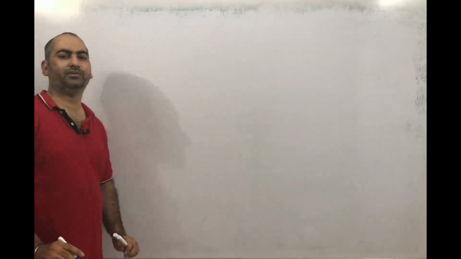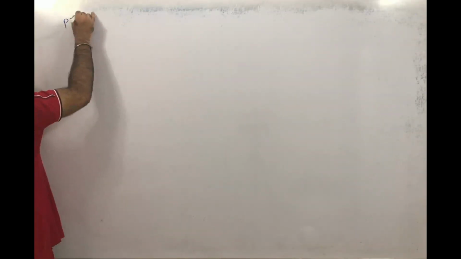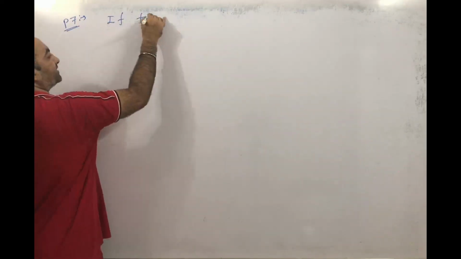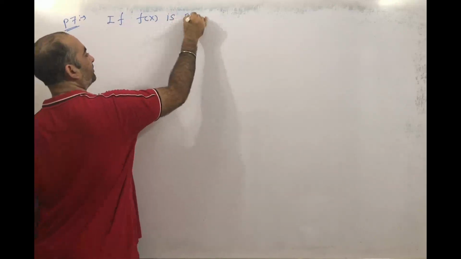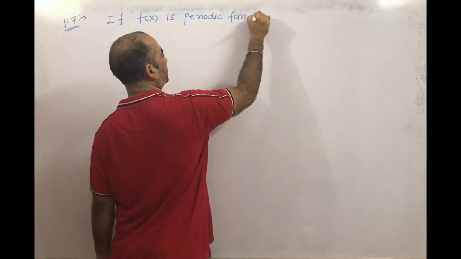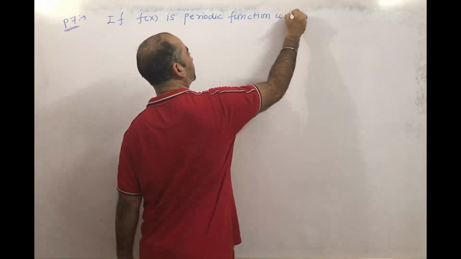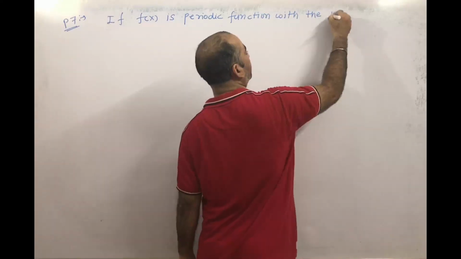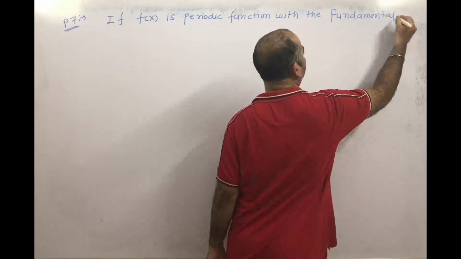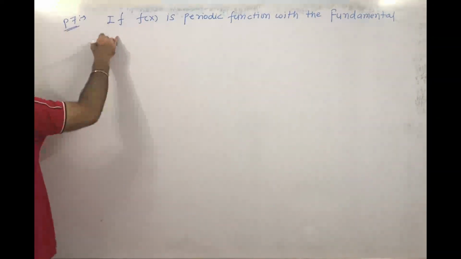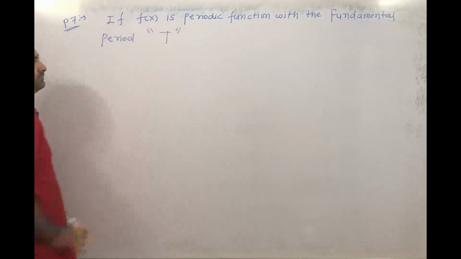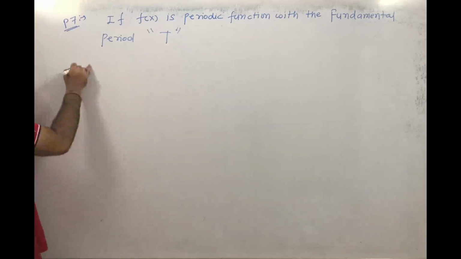Next we are discussing property number 7. What is property number 7? If f(x) is a periodic function with the fundamental period capital T. Okay, then in this one, first point what will come?